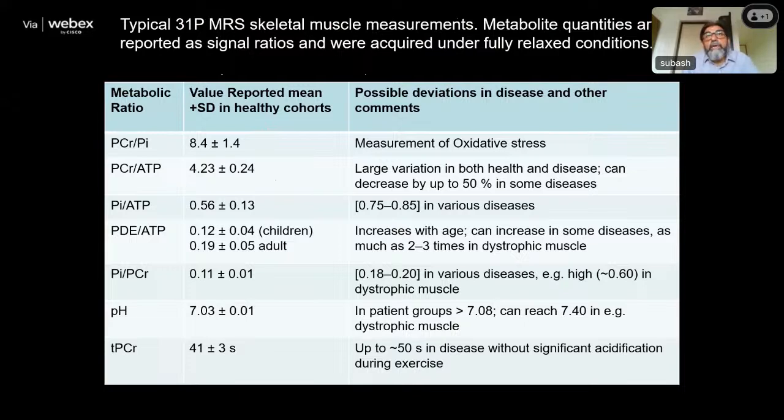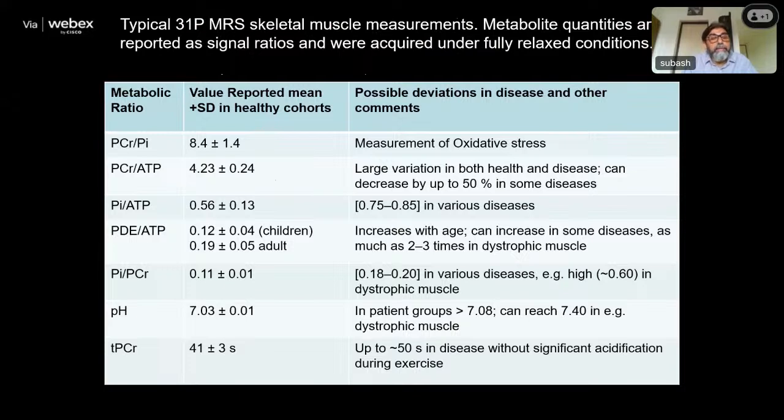PDE tells you about muscle fiber degradation. When there's a myopathy or any muscle degradation, dystrophy in the muscle, you can find the PDE peak is increased. The concentration of PDE increases. This is a normal concentration of PDE in healthy children, and this is slightly higher in adults. This increases with age, and in some diseases it can increase 2 to 3 times in dystrophic muscle when there's a muscle dystrophy.